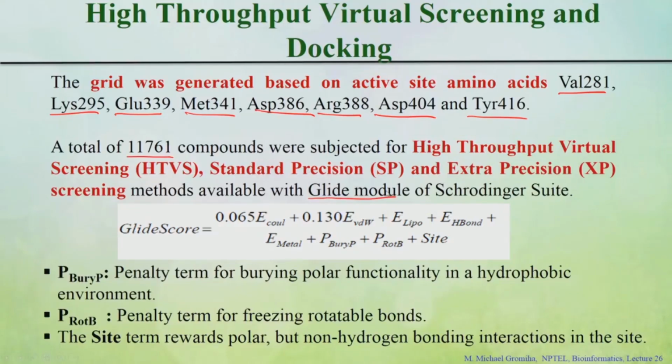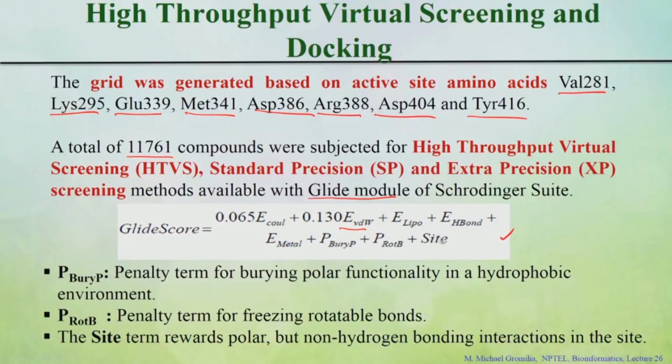Then finally they get the score using this equation. The Glide score is given as follows. There are different components: this is the Coulombic interaction, we have the van der Waals interactions, this is the lipophilic interaction, this is hydrogen bonds, and this is the penalty term given for burying polar functionality in a hydrophobic environment. Polar residues mainly interact with the residues on the surface. If they go to the buried ones, then we give some penalty.